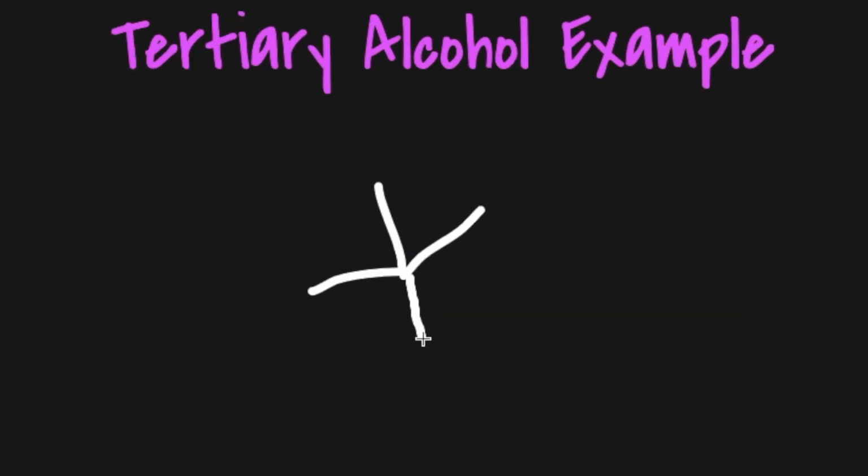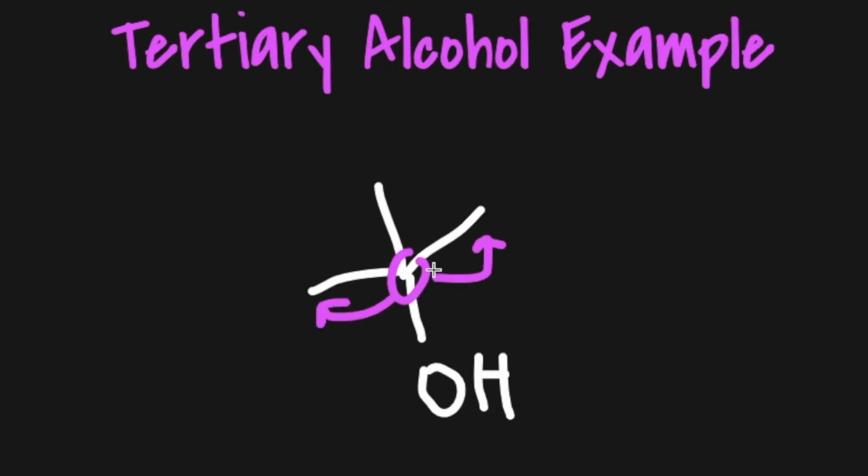Finally, I'll be drawing a tertiary alcohol example. This is propanol, and I've circled the carbon attached to the hydroxyl group, and I drew three arrows pointing to the three connected carbons.